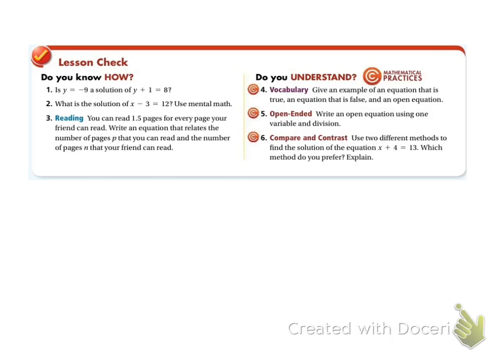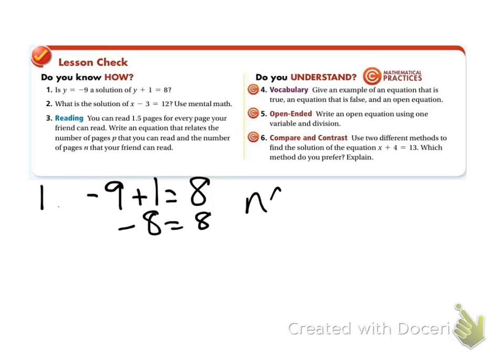Here's our lesson check. Number 1: is y equals negative 9 a solution to that expression? Well, to check, we need to plug it in. So I'll plug in negative 9 for y. Negative 9 plus 1 is negative 8 equals 8. No, it is not, because negative 8 does not equal 8. Number 2, we're looking for a solution of x minus 3 equals 12. If I had x equals 15, 15 minus 3 is 12.